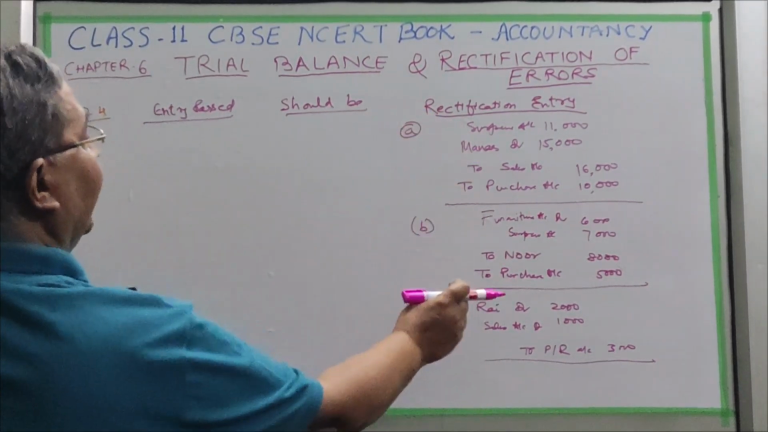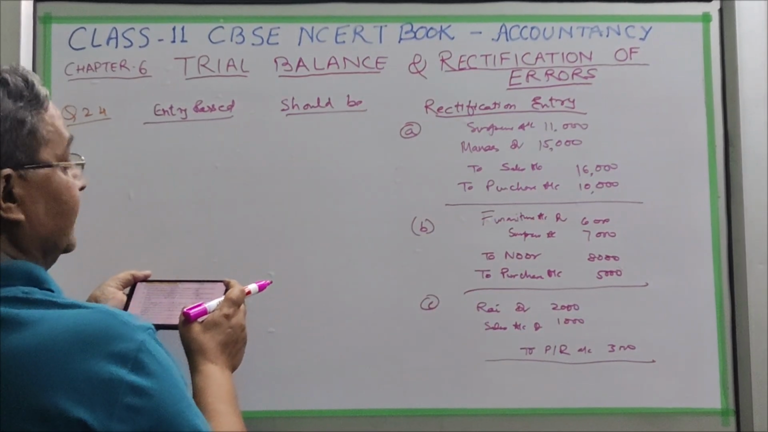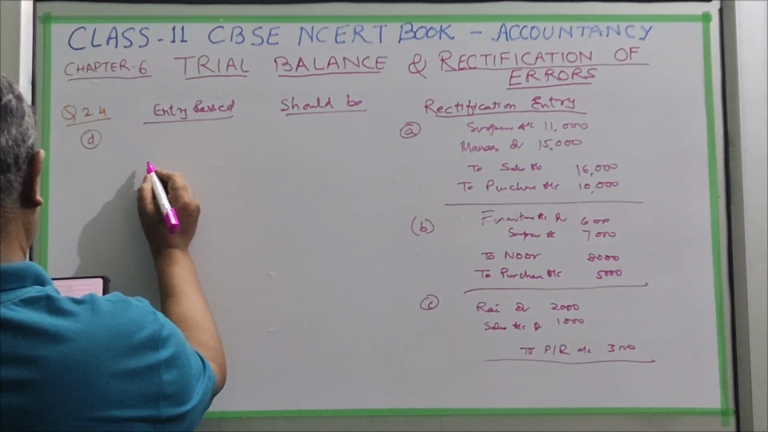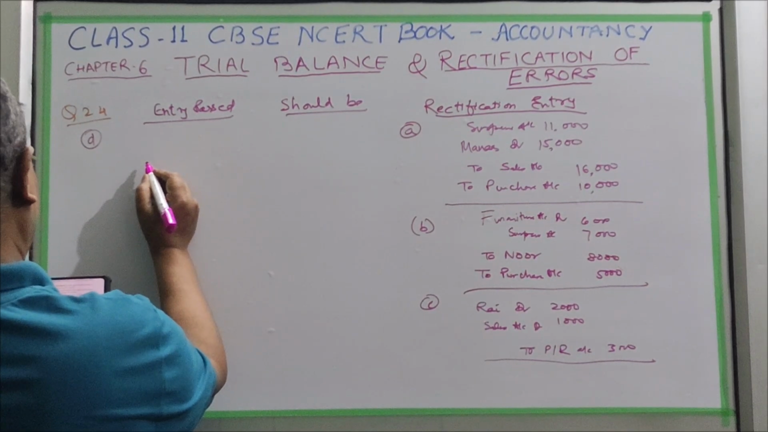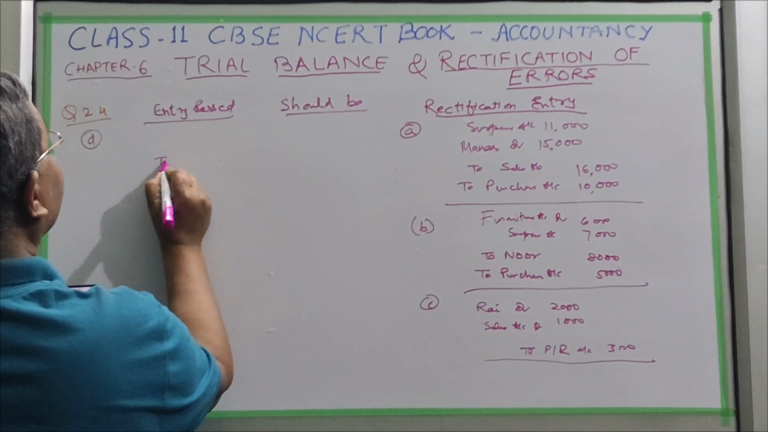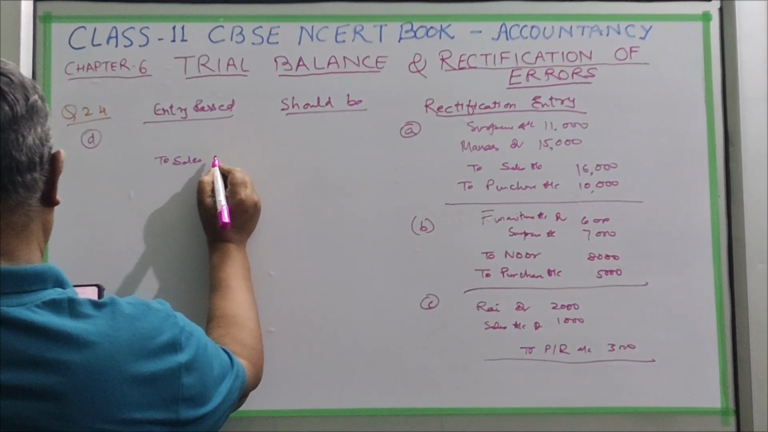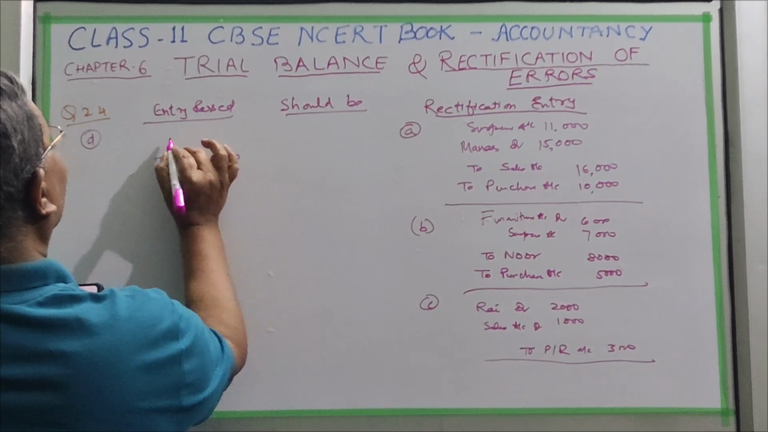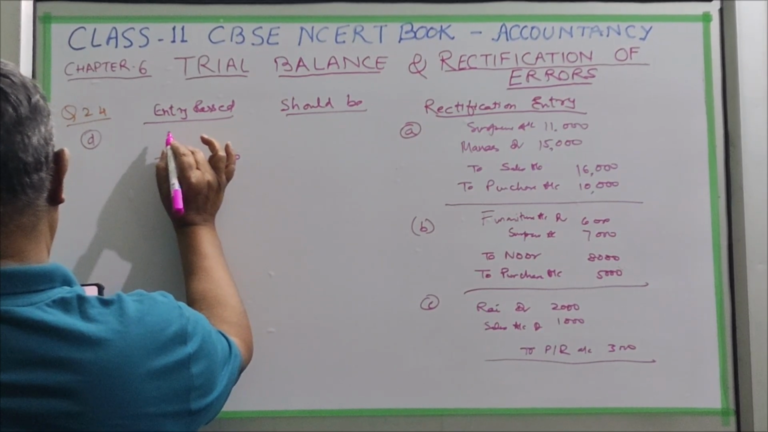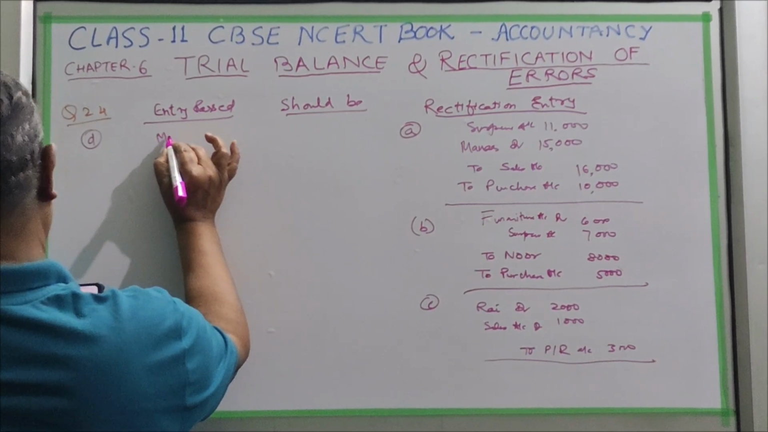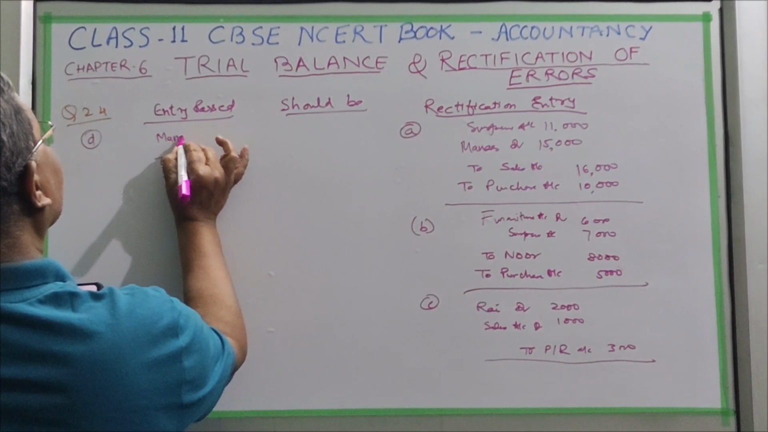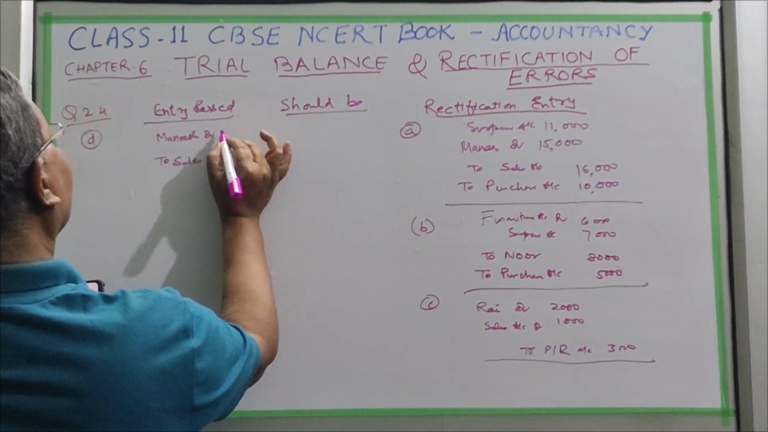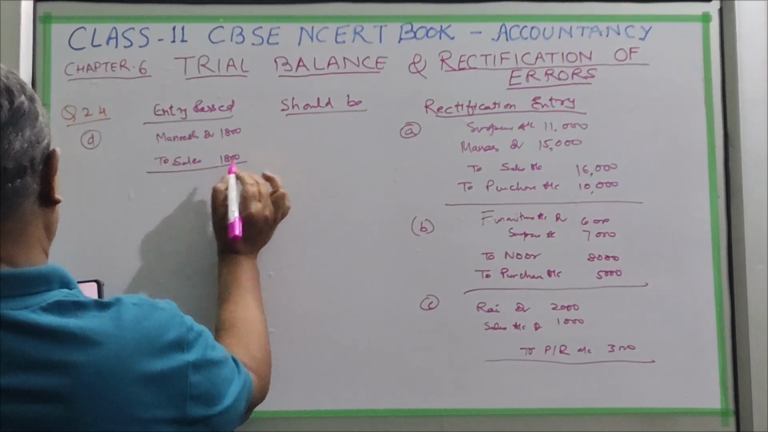These entries are required, that's why I have not rubbed. See D. Old machinery sold for 200 to Manish. Recorded through sales book to two sales recorded through sales book as 1,800. So for Manish, here Manish spelling is different. Manish debit 1,800. Okay, this you have done.